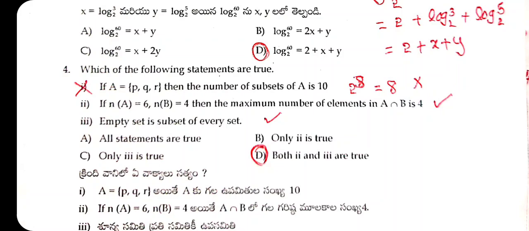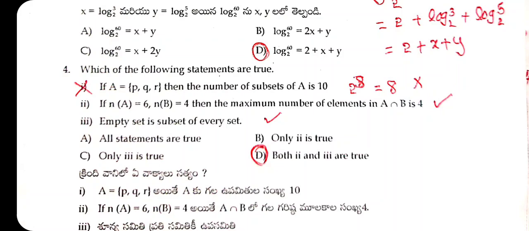And the second option: n of A is equal to 6 and n of B is equal to 4. Then the maximum number of elements in A intersection B is 4. It's correct, because see here, A set I am taking A, B, C, D, E, F, and B set I am taking A, B, C, D. If I take the intersection, what will I get? A, B, C, D. So 4 elements only I will get. That is the maximum. If you say minimum, the both sets should be taken as disjoint sets. Then the minimum number of elements is 0, if you take disjoint sets.